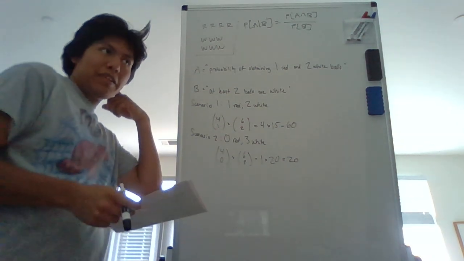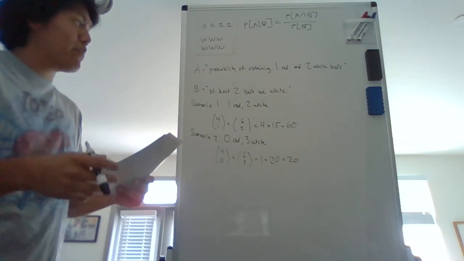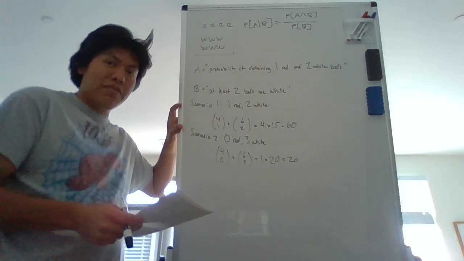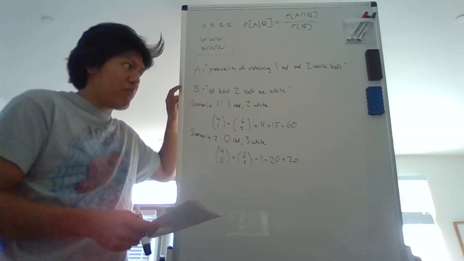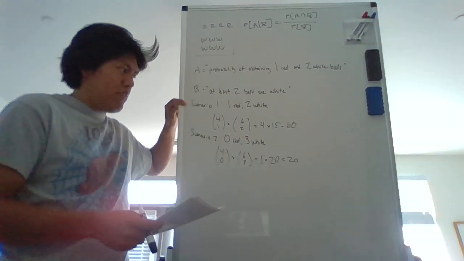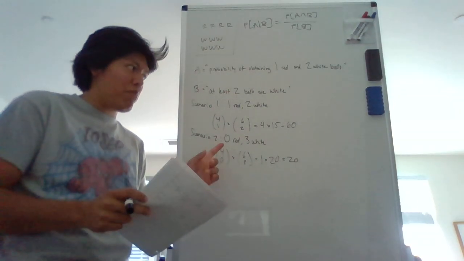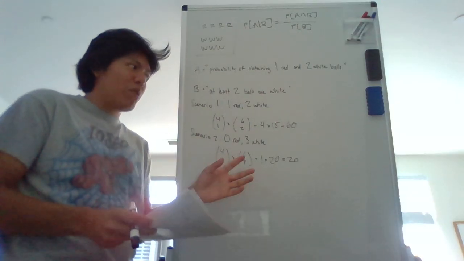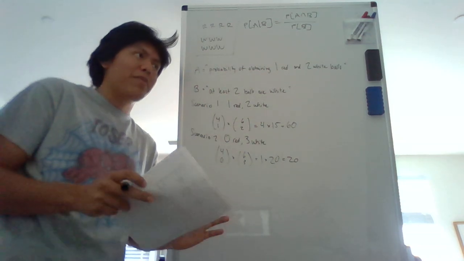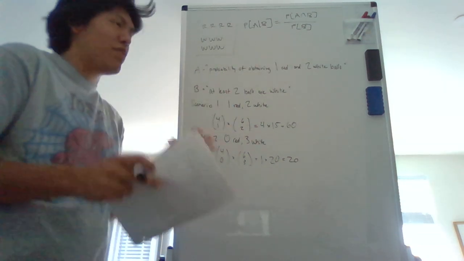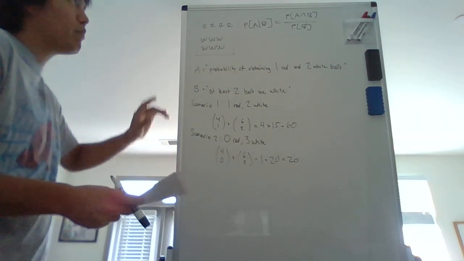I'll keep it like this for now. So we have considered both scenarios for the probability of B where we pulled at least 2 white balls. These are the only 2 situations where this happens, so we've solved for the probability of B. We're going to use these numbers to find this. In the context of this, we're not done yet, so we'll leave B alone for now.